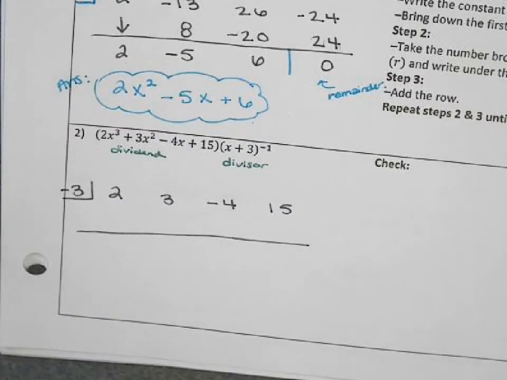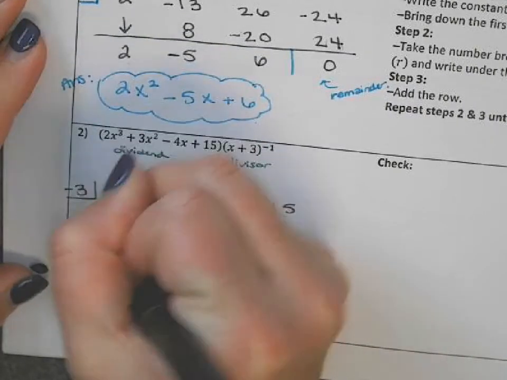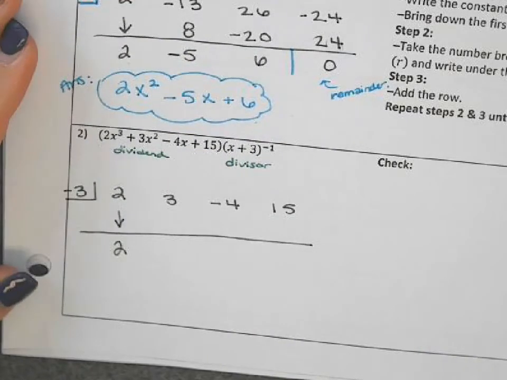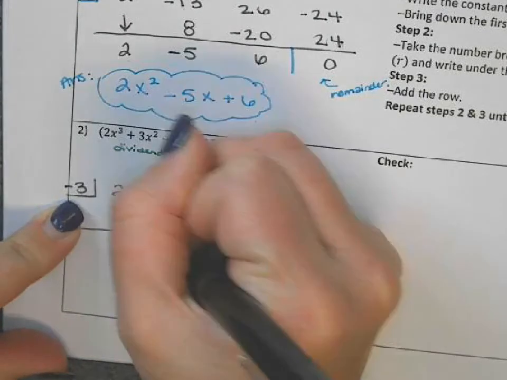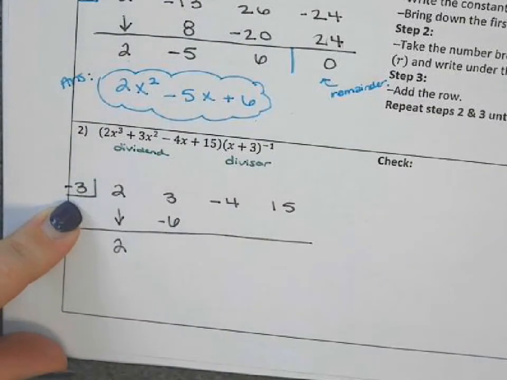Give me a 1 through 5. I think I can set that up on my own. Like, I can get that part. Okay, cool. What do I do first? Drop down that 2. Then what? Multiply by the box. What is 2 times the box? -6. Write that answer in that next open space.